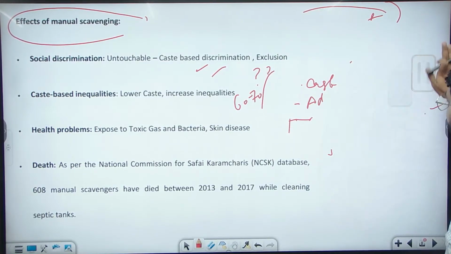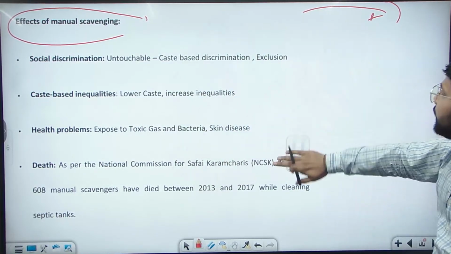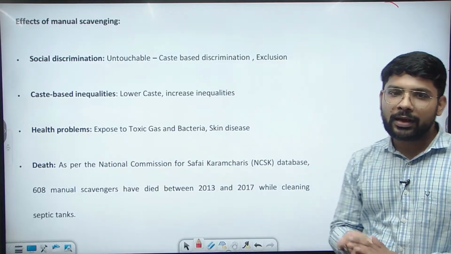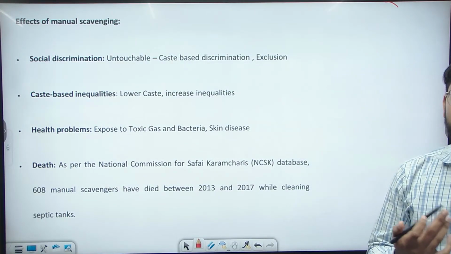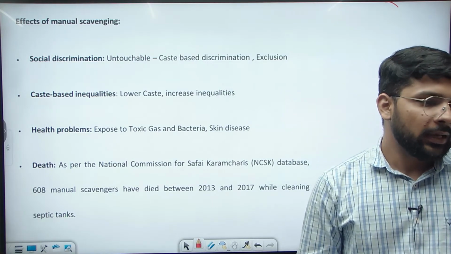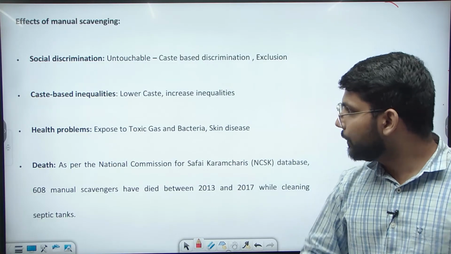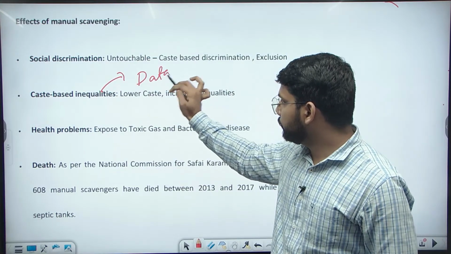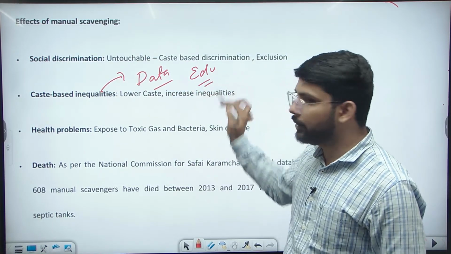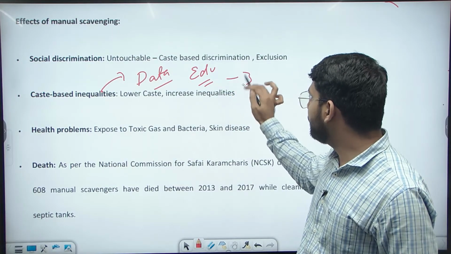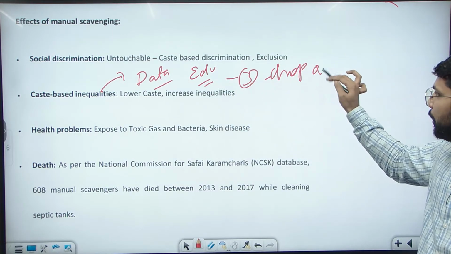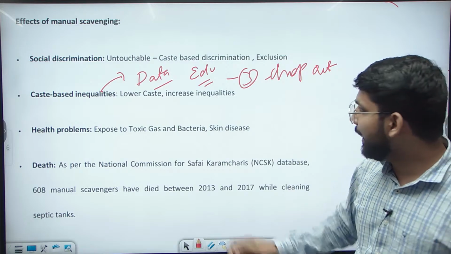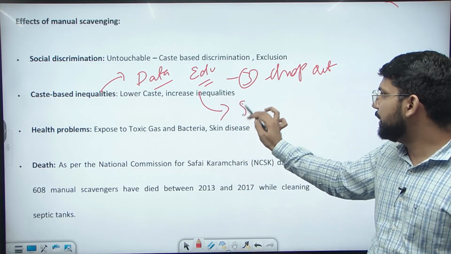देन द सेकेंड पॉइंट इज द कास्ट बेस्ड इनइक्वालिटी इन द कंट्री. द सेम एग्जाम्पल्स ऑफ द ब्राह्मण एंड द दलित्स. Lower caste is not treated well in the country, even in the case of society, panchayats, health, education, there is caste based inequality. If you look at the data about education, Dalit children drop out from school after every 3 years, like after going to the school. But in the case of other castes, the minimum average is 8 years.